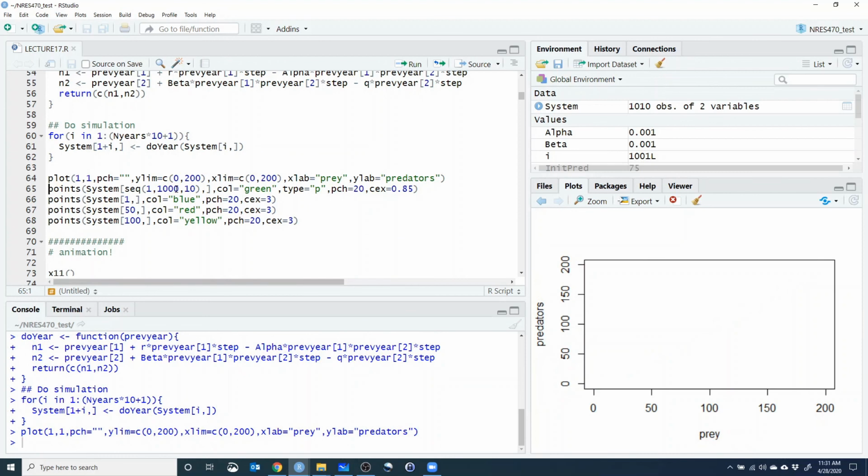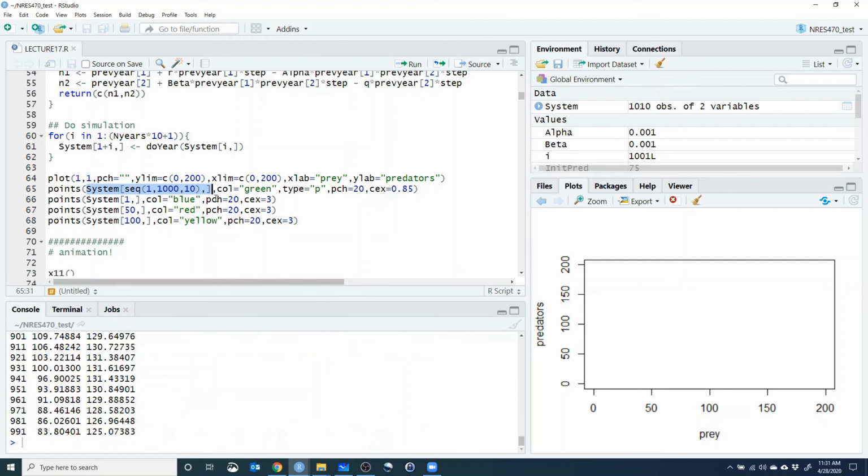So here's a blank plot on the phase plane. And we can plot out all the points. Here's the storage variable that has the prey and predator abundance for the entire 100-year simulation. If I just highlight that, I can see the numbers for prey in this first column, and then the predators in the second column.